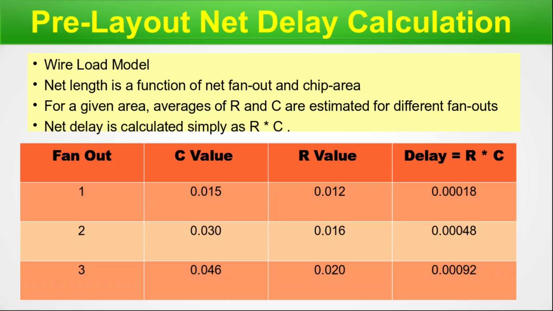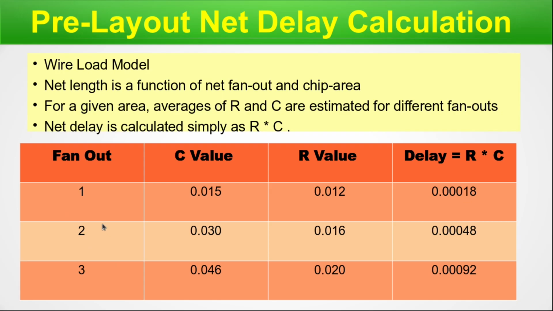Let me bring my mouse pointer. Here I have given fan out in the first column, C value in the second column, R value in the third, and finally the product, that is the wire load model, in the fourth column. So delay is equal to R multiplied by C. If the fan out is 1, the C value is 0.015 and the R value is 0.012. Now the wire load model predicts the delay as 0.00018. If you multiply these two, you will get this result.